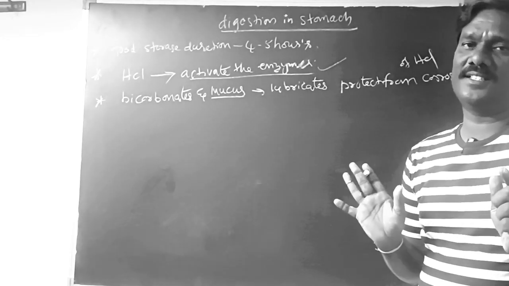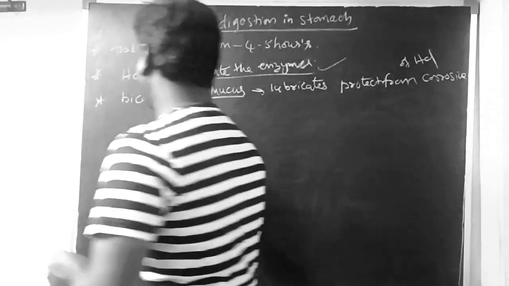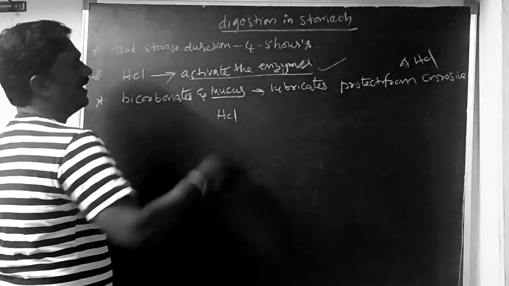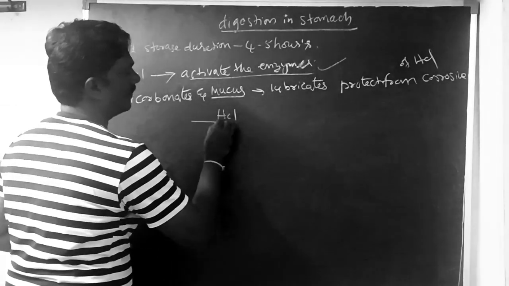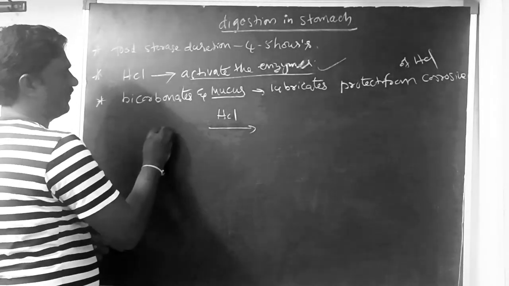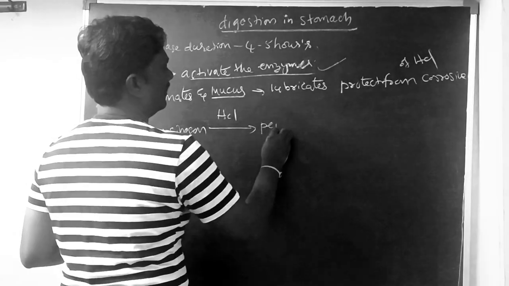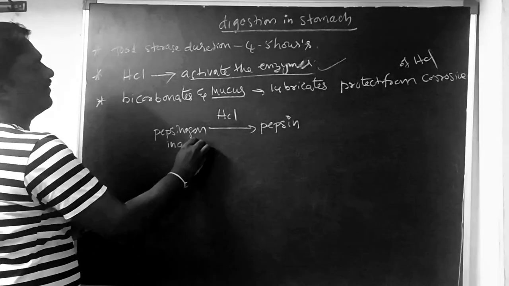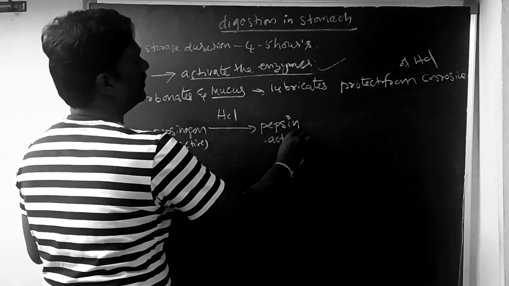No carbohydrate digestion takes place here. When the bolus reaches the stomach, the first action is by the HCl. By the action of HCl, pepsinogen, which is an inactive enzyme, is converted into pepsin, the active form.